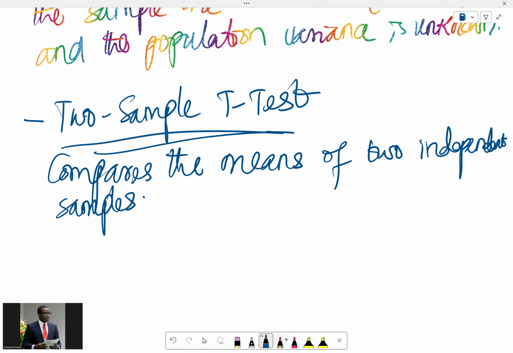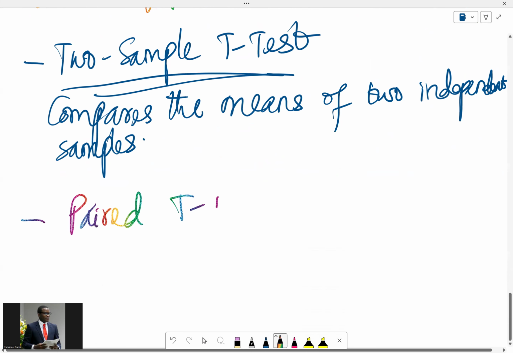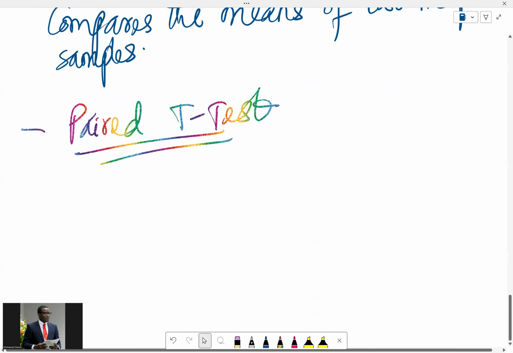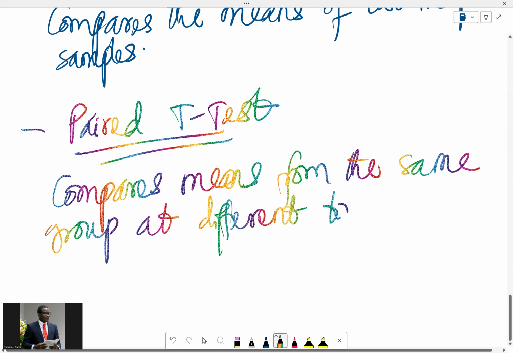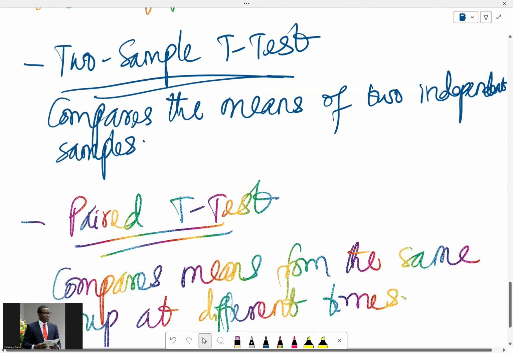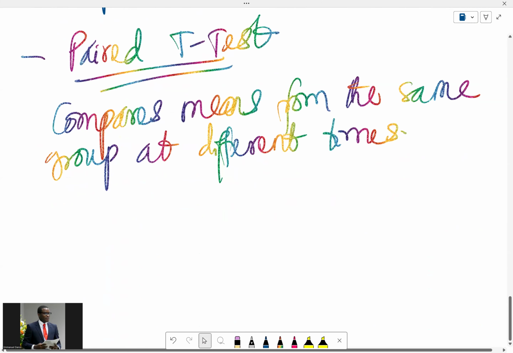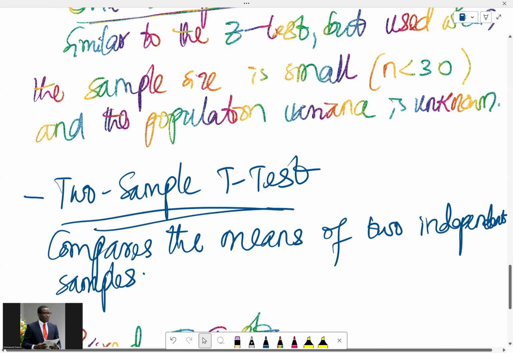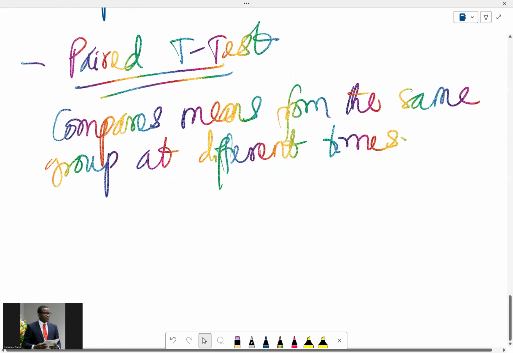Then we have the paired t-test. The paired t-test compares means from the same group at different times. Same group, different times. So in the case of the two sample t-test, you're taking two independent samples. But for the paired t-test, you're talking about means from the same group taken at different times. So those are the four tests we will have under parametric tests. That doesn't mean that's all there is about parametric tests, but those are the four I'll be focusing on.